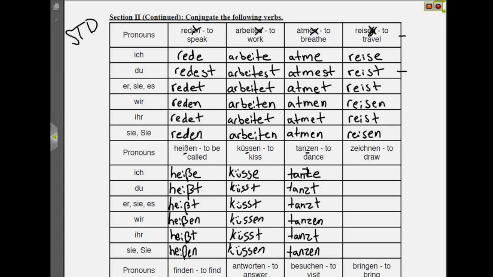Zeichnen goes back to our previous example when we have a consonant stuck together with a consonant. So here, if we drop our EN, we have CHN, Zeichn. And then if you add your endings to that, the normal ones stay normal. Ich zeichne, du zeichnest, er/sie/es zeichnet, wir zeichnen, ihr zeichnet, und sie zeichnen.